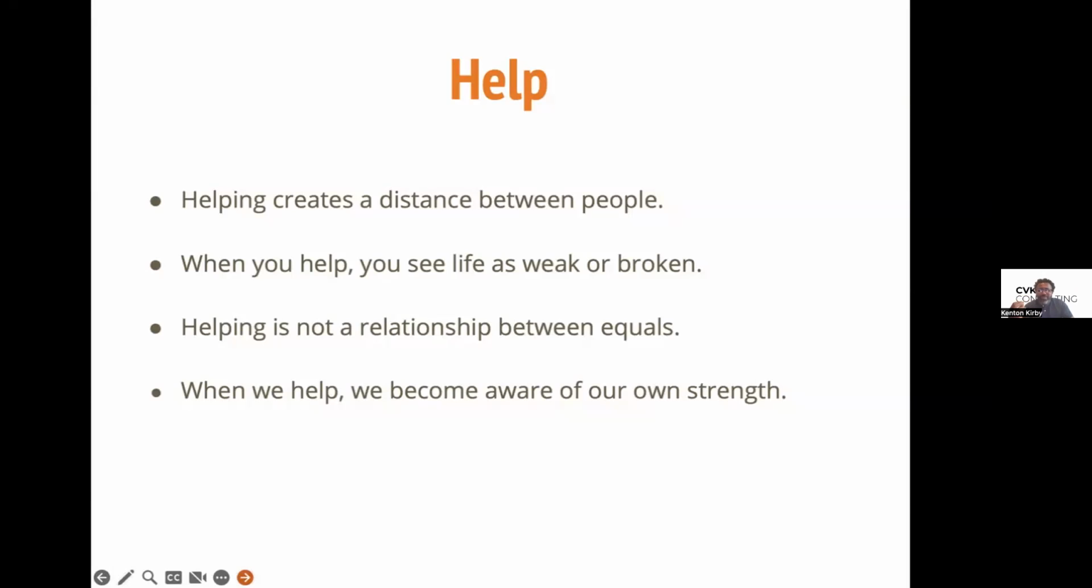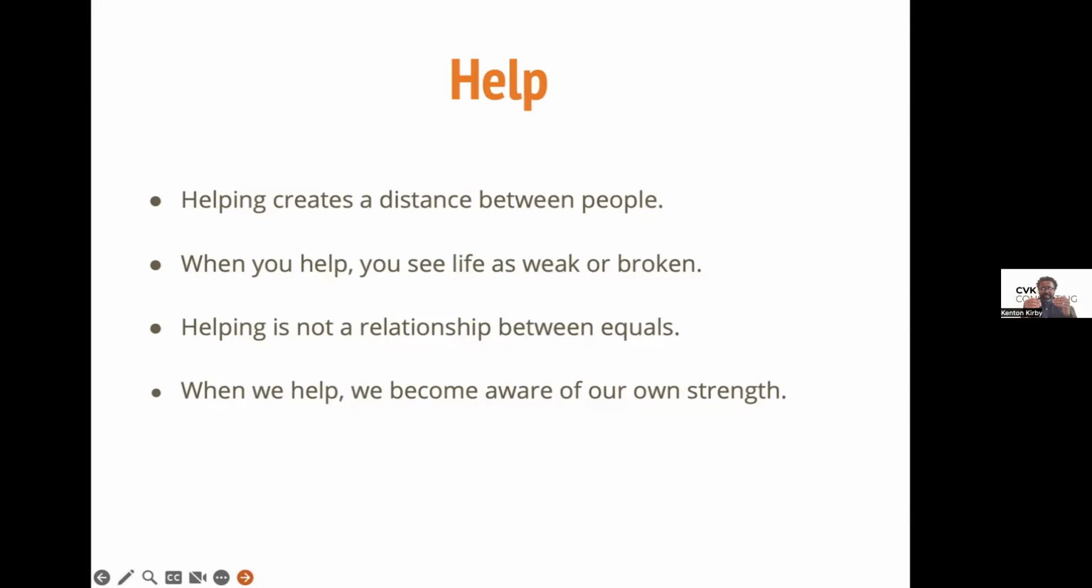And the other thing, when we help, we become aware of our own strength, right? Meaning, I always say, we get a sense of satisfaction, like, look what I did. Look how helpful I was to this person, right? Or when I'm off the clock, I get to talk about the wonderful work I've done with these folks that are coming to me.